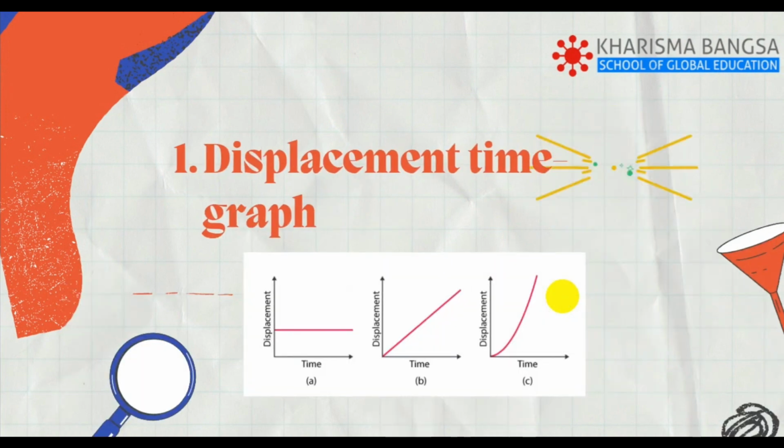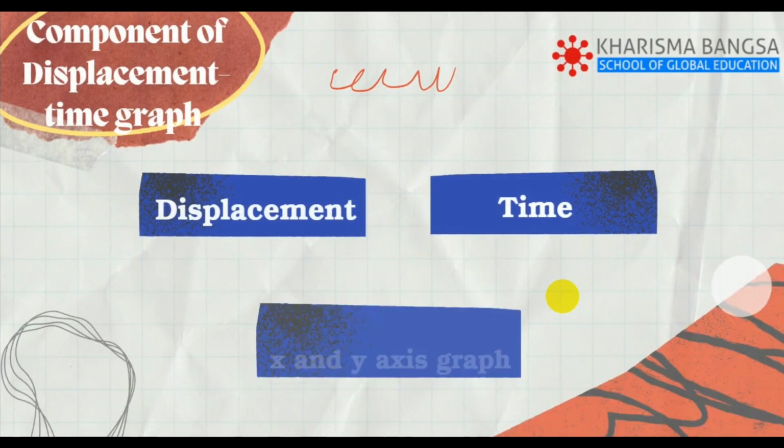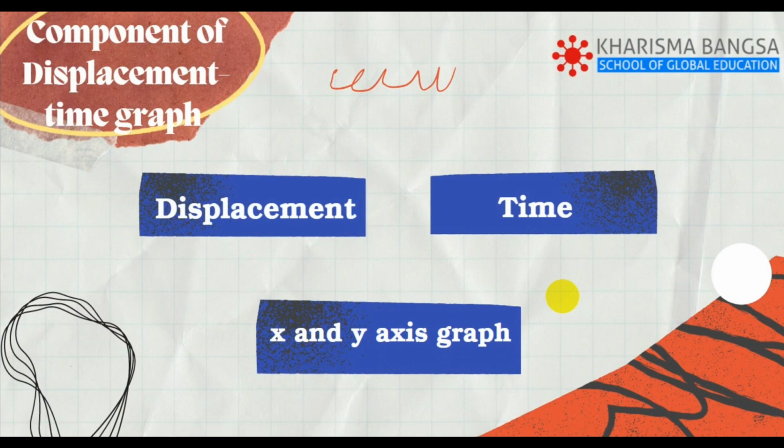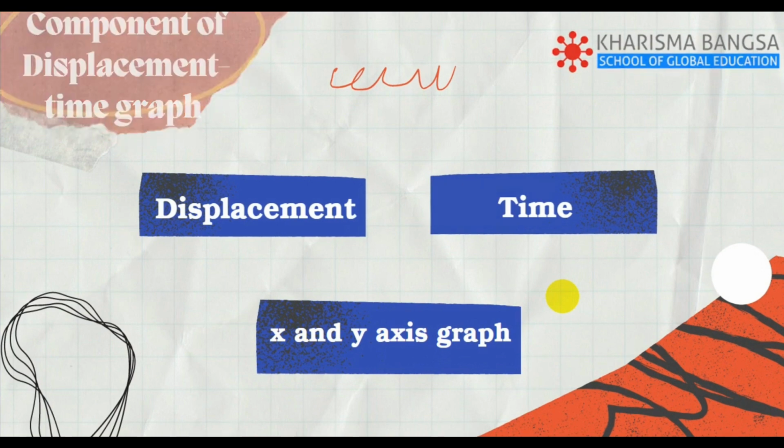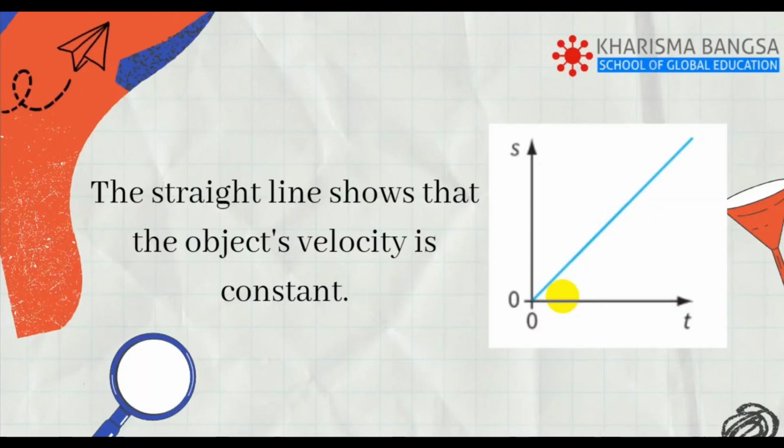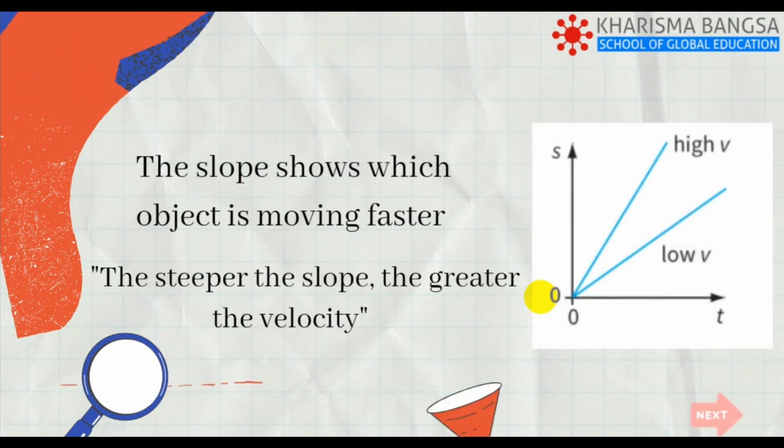First, we are going to talk about displacement time graph. There are 3 components of displacement time graph. They are displacement, time, and x and y axis graph. Look at this graph. The straight line shows that the object's velocity is constant. Next, the slope shows which object is moving faster. The steeper the slope, the greater the velocity. So we can see that this slope is steeper than the other one, so this slope has higher velocity than the second one.